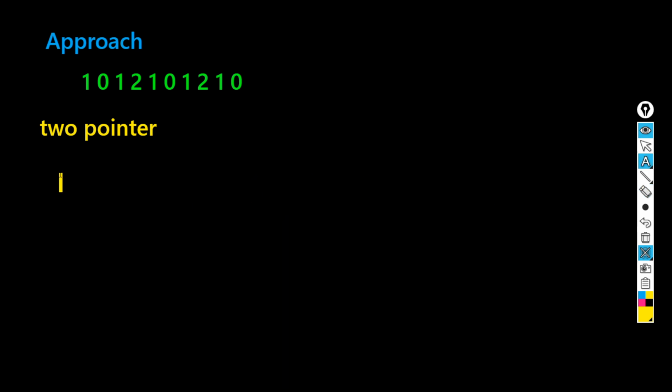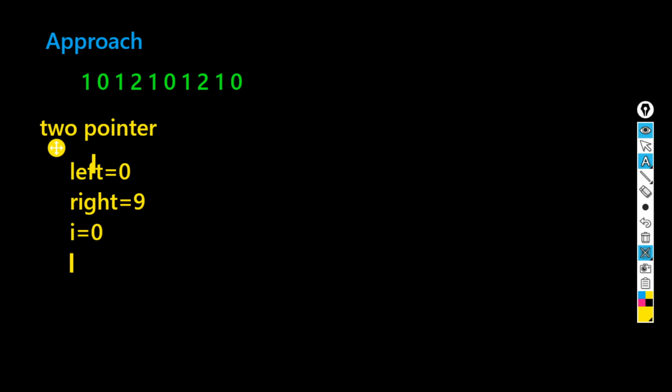First of all, we will take two pointers, left and right. Left will be initialized with 0 and right will be initialized with the size of the array minus 1, which will be 10 minus 1, which equals 9. Now we have taken left and right, and we will take a variable i, which will be equal to 0. Now first of all, what will we check?